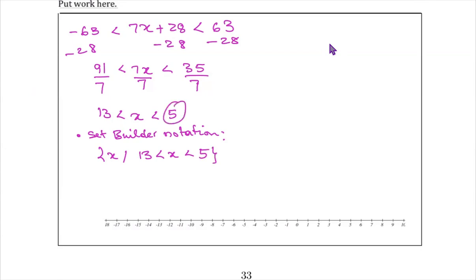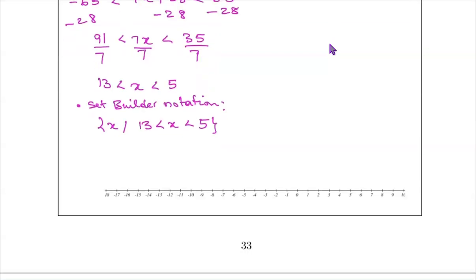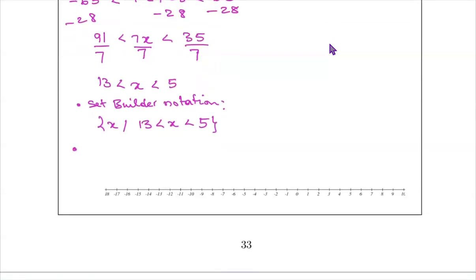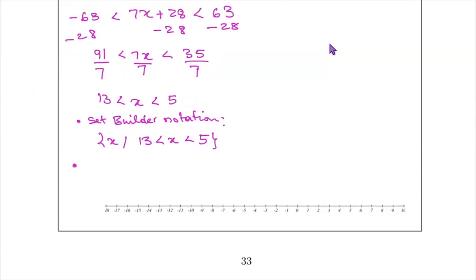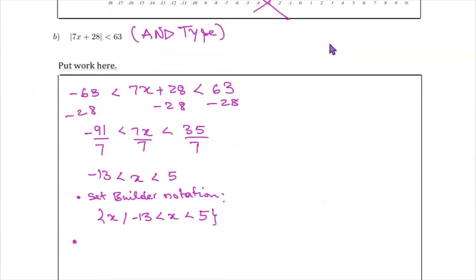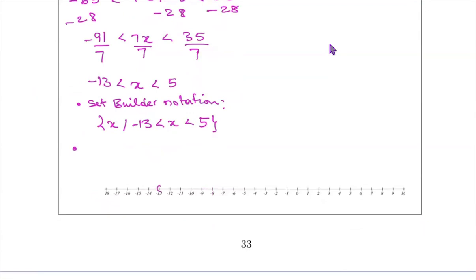That's 5 because it's the result of 35 divided by 7. And then the number line, the graph of the solution: negative 13, negative 13, and then 5.